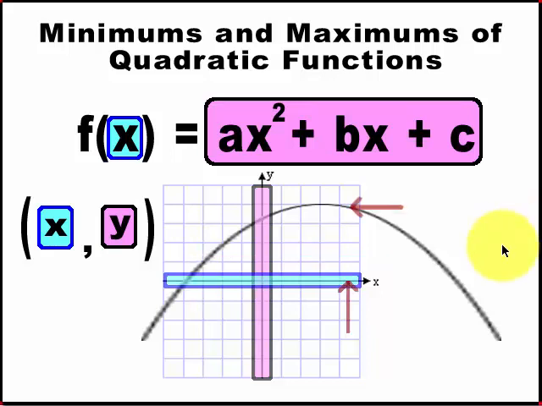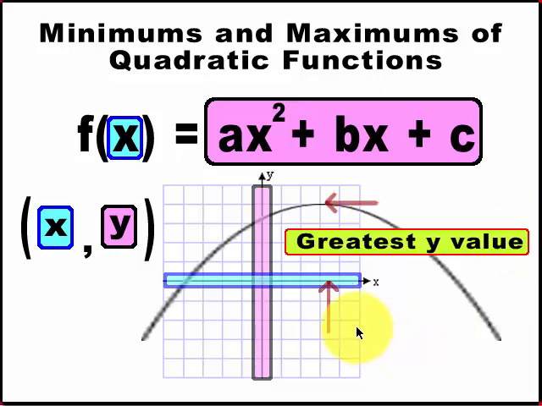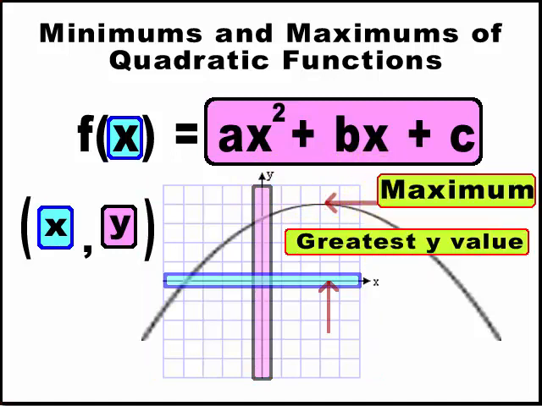But now we're going to talk about two specific points. We're going to be talking about the very highest point we can get on the y-axis. The greatest y value is what we call the maximum. And we're only talking about the y value here. For minimums and maximums, we're only talking about the y-axis. So the maximum is the highest y value you can attain from a parabola.